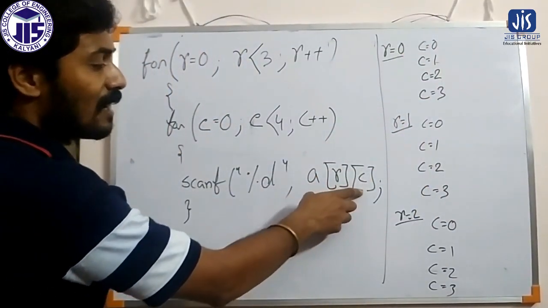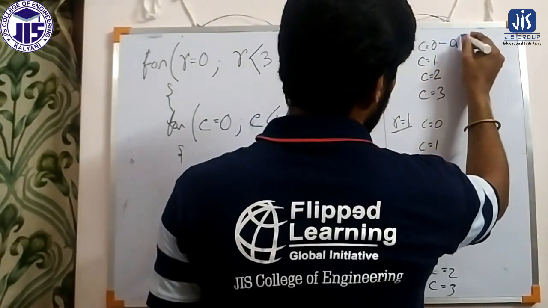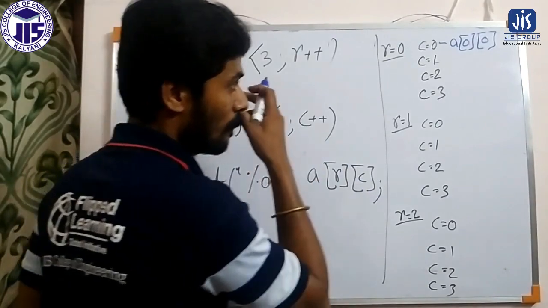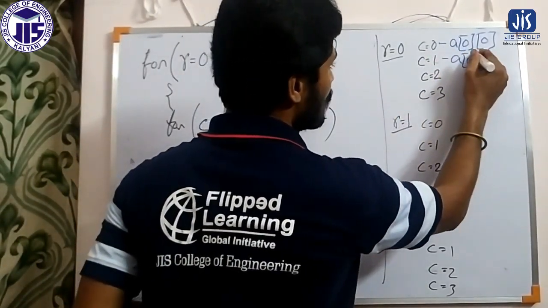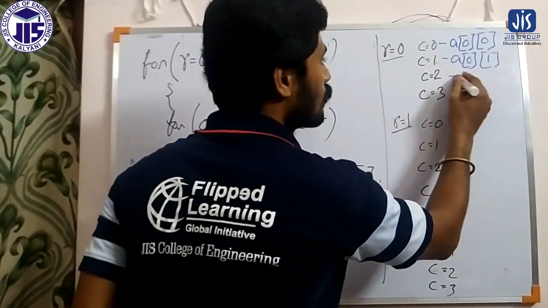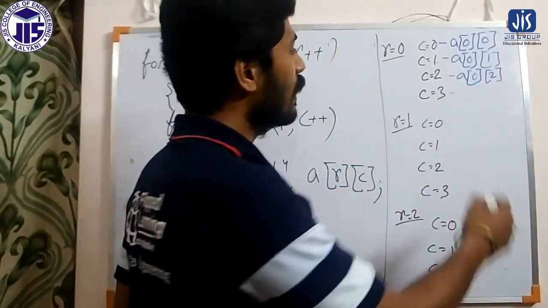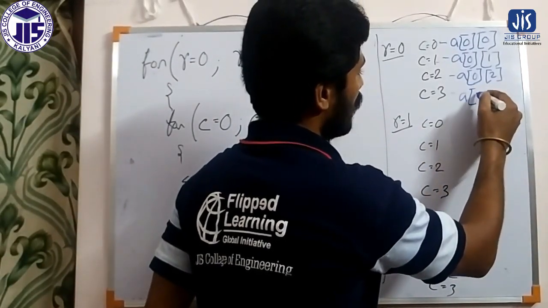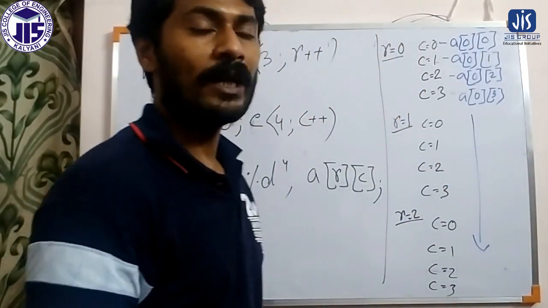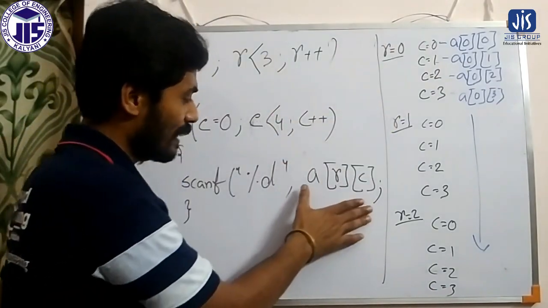So this is A, R, C. So for this condition, A, R, C means A 0, 0. Okay, R is 0, C is also 0. For this it will become A, R is fixed as 0 and the value of C is 1. So it is A 0, 1. For this it will be A, R is fixed to 0 and value of C is changing, that is 2, then 3, it is A 0, 3. So in that way it will cover. So that is the way how we can insert value into this two-dimensional array, or how we can represent the elements. So that is the format.